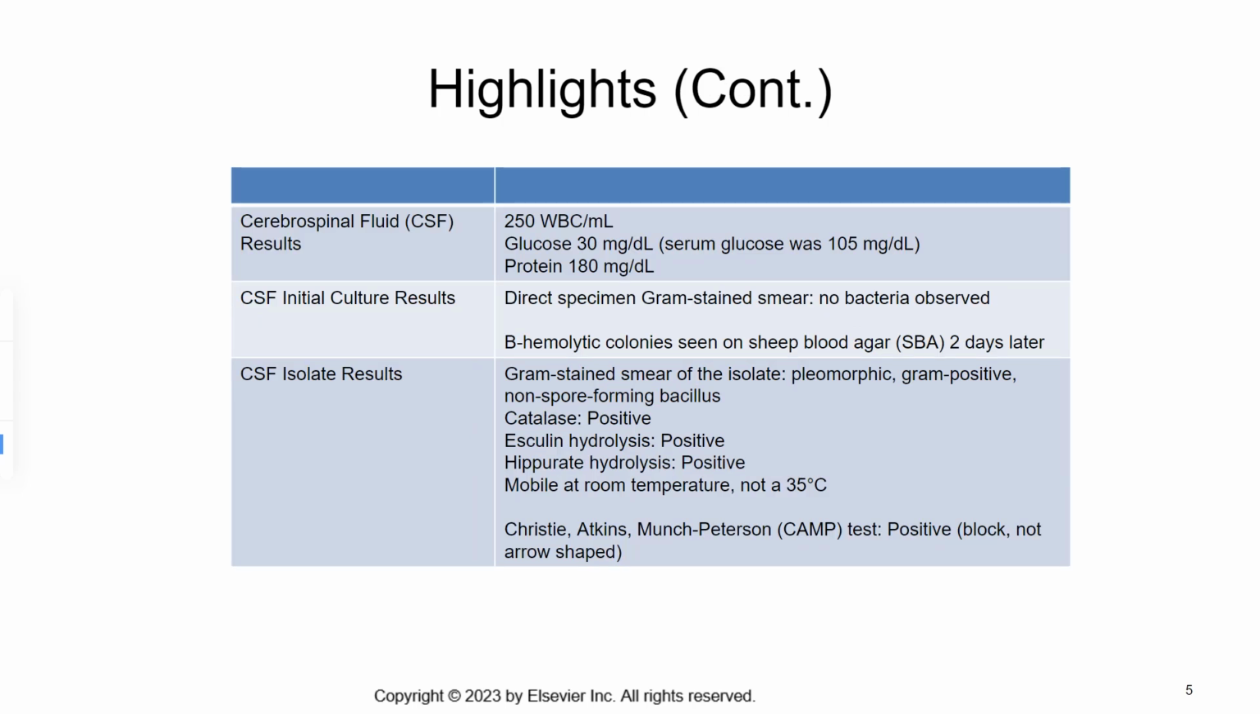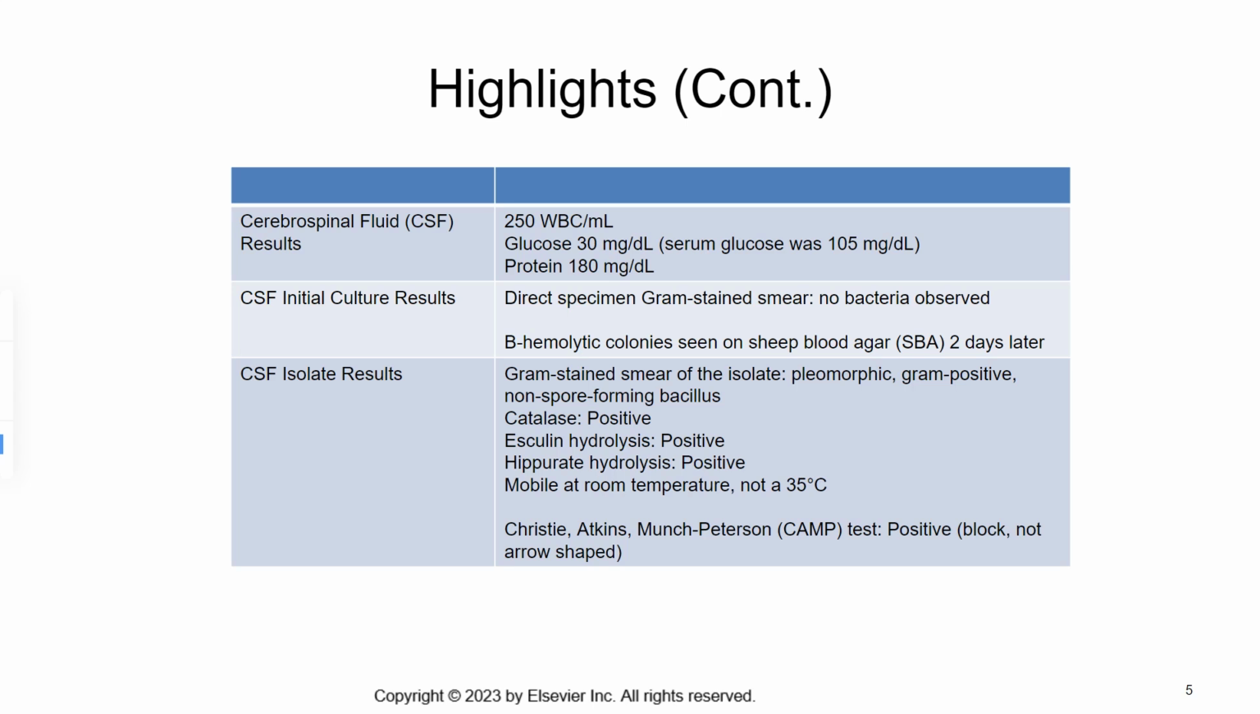CBC is slightly elevated with normal distribution. 250 white blood cells per mL in the cerebrospinal fluid. Glucose is 30 mg per deciliter. Serum glucose was 105 mg per deciliter. Protein 180 mg per deciliter. CSF initial culture results: direct specimen gram smear, no bacteria observed, but beta hemolytic colonies seen on sheep blood agar.